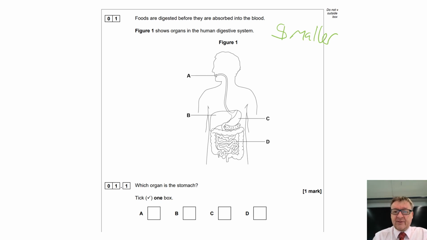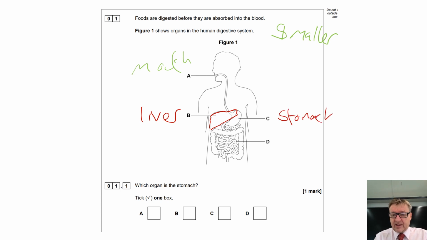So before I can even think about it, we've got the mouth. That big thing there, I might even colour that kind of darkish red, is the liver. Then behind the liver we've got the stomach, and then that spaghetti looking thing is the small intestine. So which organ is the stomach? Maybe C, tick C.